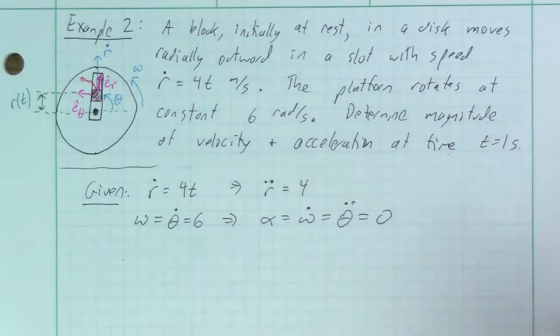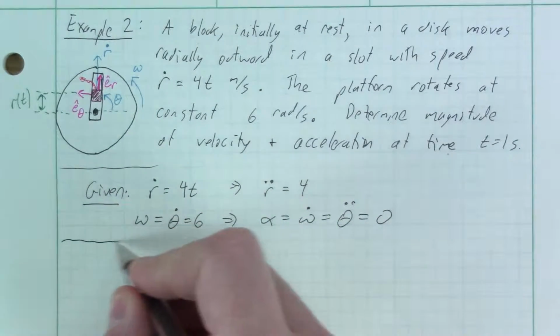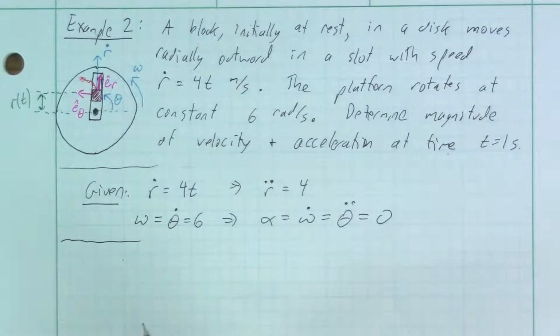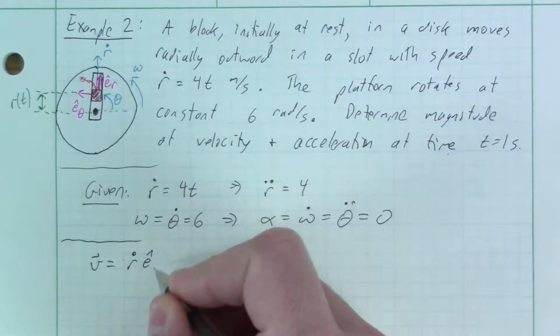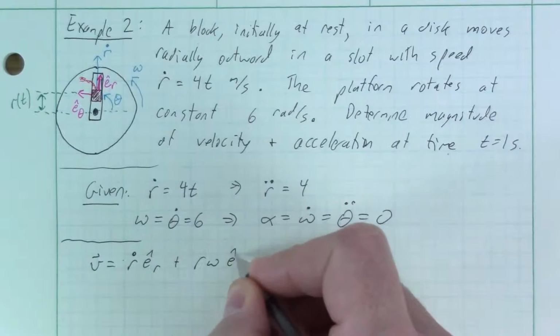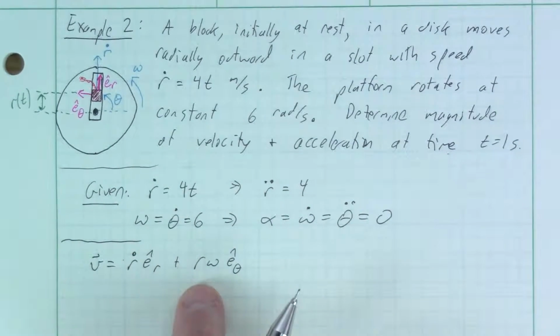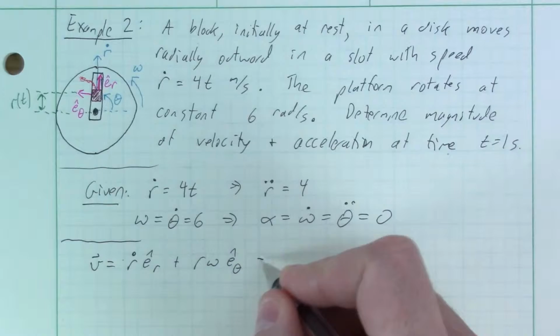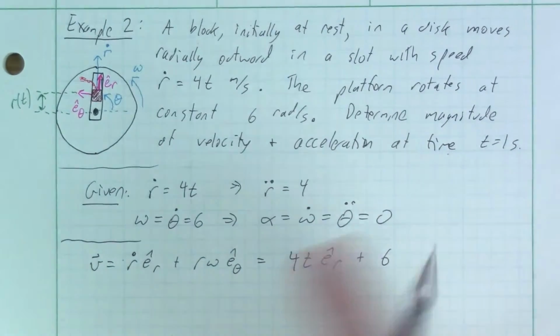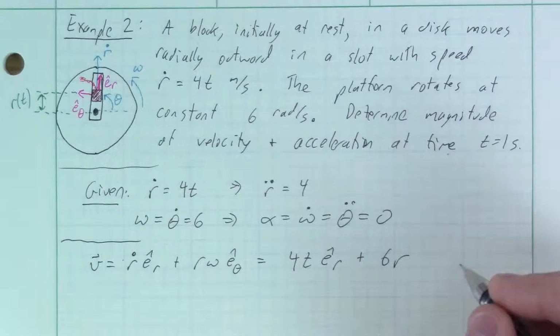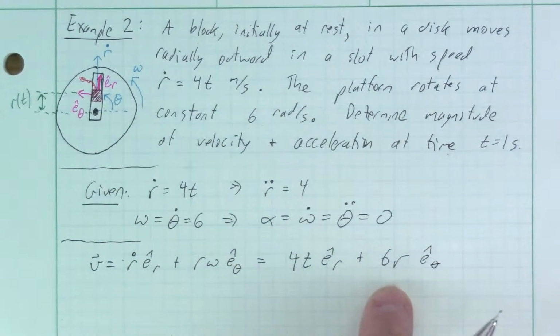Okay. We want to know the velocity and acceleration magnitude only at a given time of 1 second. So let's go to our velocity vector, which is r dot e hat r plus r omega e hat theta. That's going to be 4t e hat r plus 6r e hat theta, right? These little r's and t itself are variables. As t changes, radius changes.